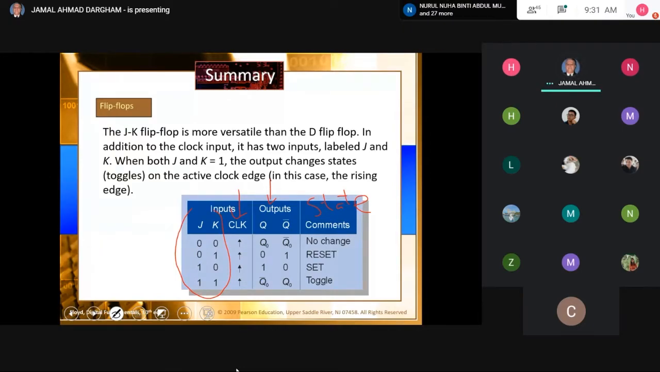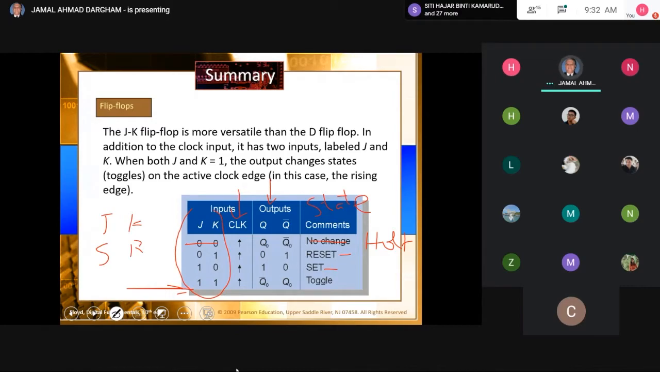It looks like an RS flip-flop. Actually, you can imagine the J is the S and K is the R. So you can see when it's 0-0, it is no change or hold. 0-1 is a reset. 1-0 is set. The only difference is here.